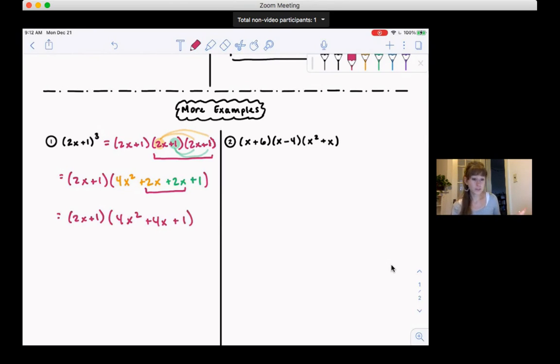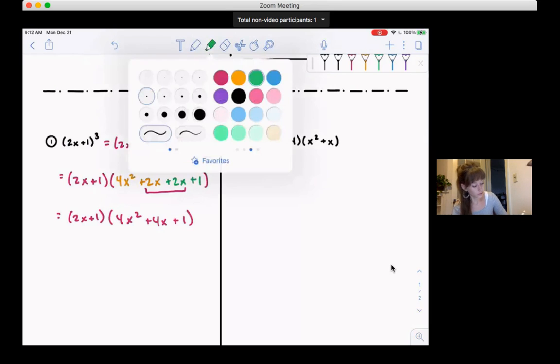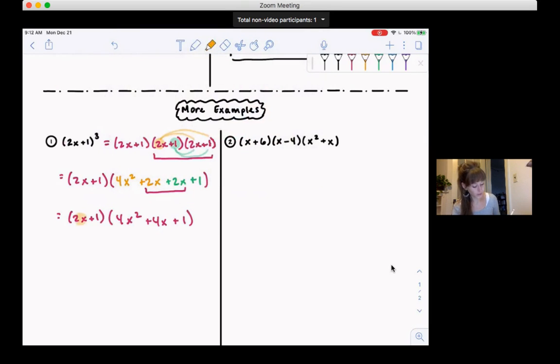Okay, and now it's just like what we did before. We're multiplying two polynomials together. So we're going to distribute the 2x to everything, and we'll distribute the 1 to everything. So let's start with 2x. 2x times 4x squared. 2 times 4 is 8. X times x squared is x to the third.